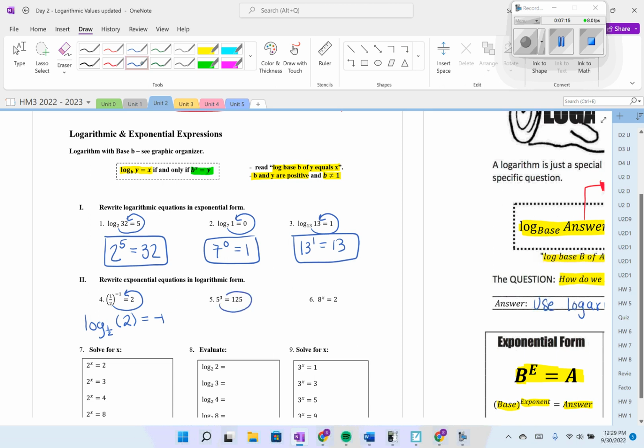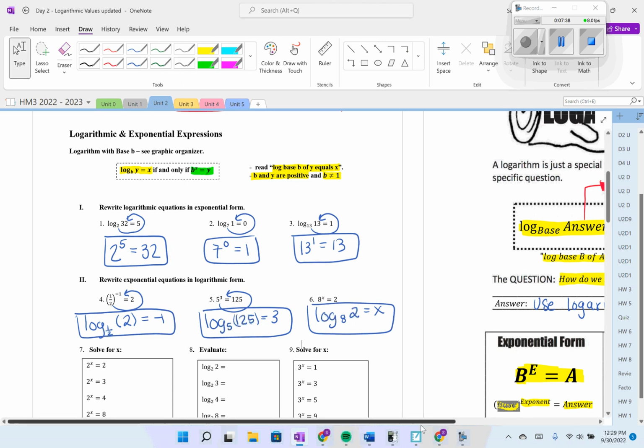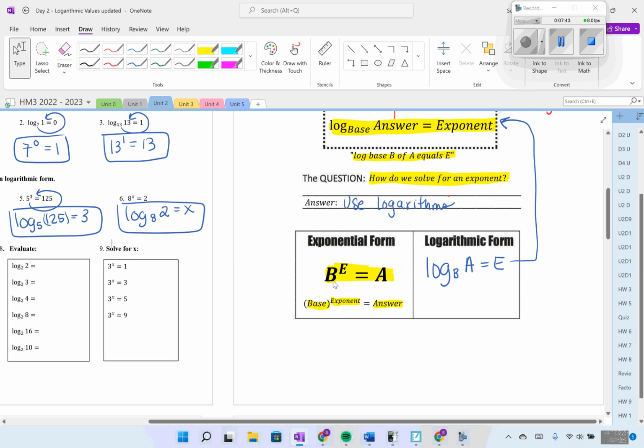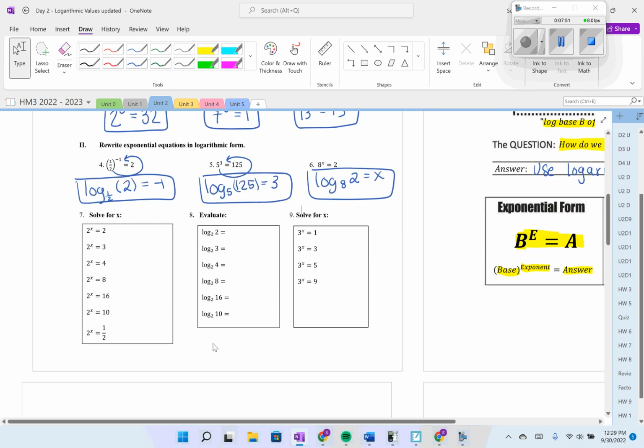For this one here, log base 5 of 125 equals the exponent 3, and log base 8 of 2 equals x. And again, if we need to refer back to our graphic organizer, this is what we're doing right here. We're going from the one form to the other. The base stays the base, the exponent becomes the answer, and then the answer becomes what you're taking the log of. So let's go ahead and do this next part.